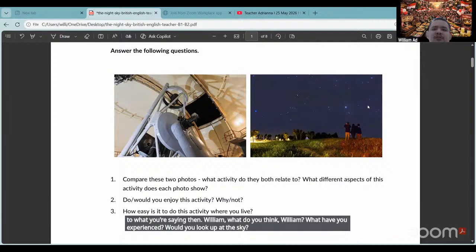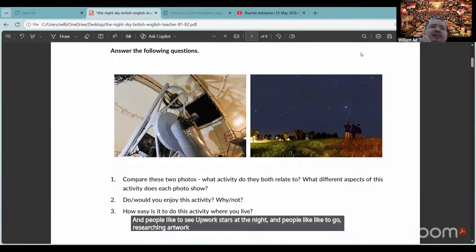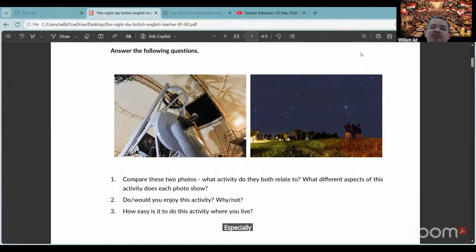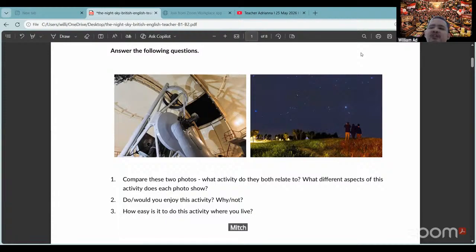I think today's topic is about astronomy, because there are some telescopes and people really like to see the stars at night, and people like to go researching and gaining experience in astronomy. I have learned a bit about astronomy because I joined a debating club about astronomy, but maybe they want to match their signs based on astronomy.